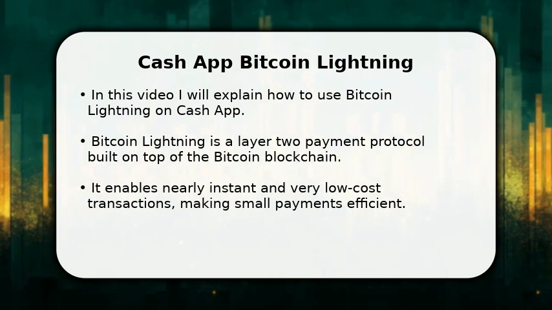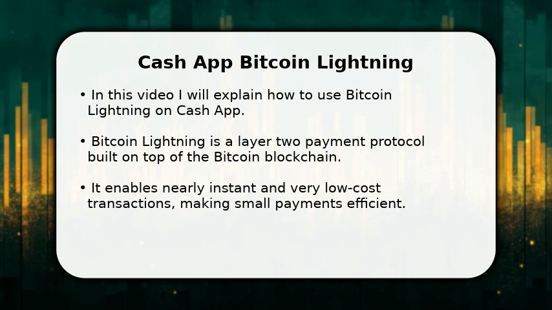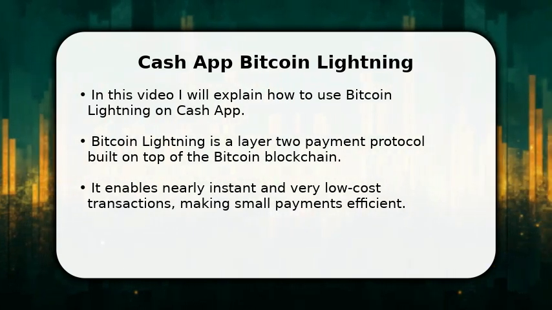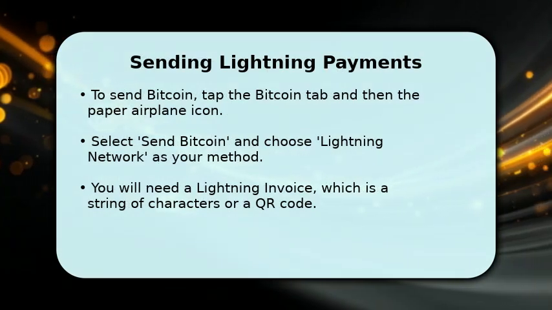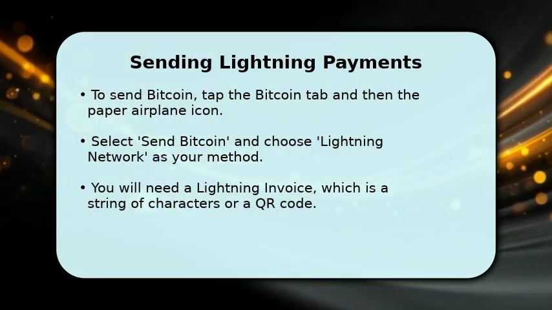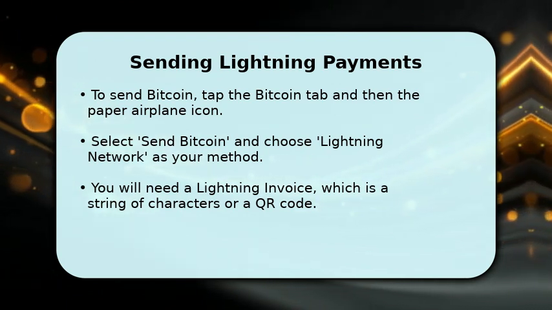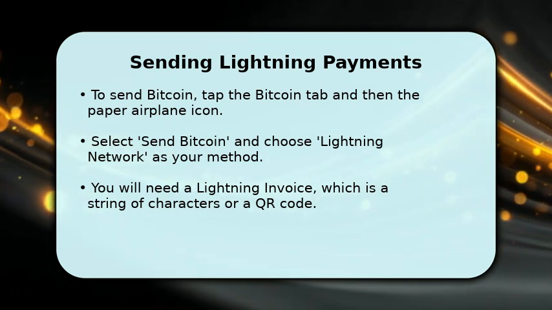We will go through the simple steps to both send and receive Bitcoin using this innovative feature, making your digital currency experience more efficient and user-friendly. Sending Bitcoin via the Lightning Network on Cash App is straightforward. First, navigate to the Bitcoin tab within the app and tap the paper airplane icon. You will then select Send Bitcoin and choose the Lightning Network option.